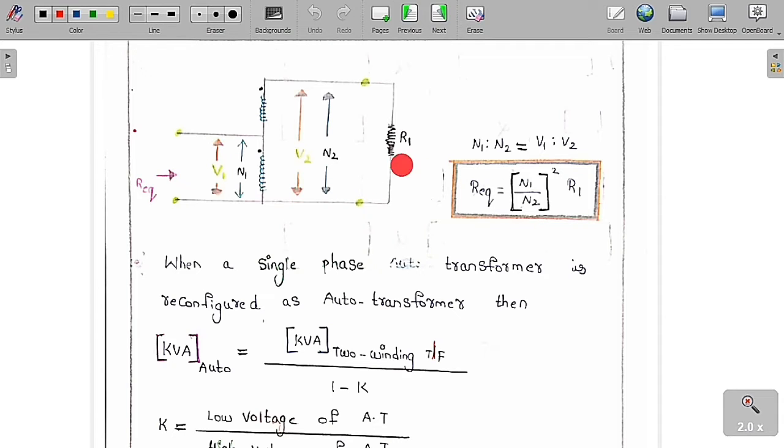This is the simple formula that you always have to remember. If they are asking what is the equivalent resistance of R1 with respect to the primary coil, with respect to here, it is nothing but R equivalent is equal to (N1 by N2) whole square into R1. N1 by N2 is nothing but V1 by V2, because these two are in series with additive polarity.